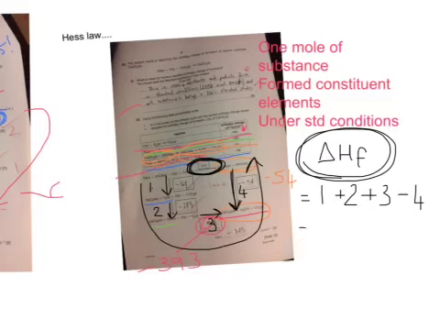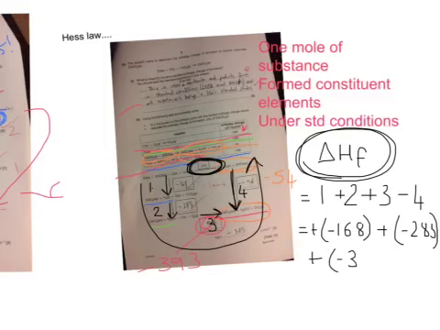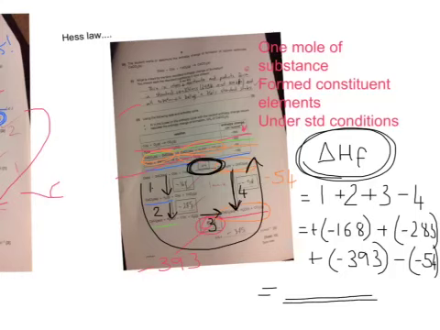So it would be plus this, which is a negative value, 168, plus negative 285, plus negative 393. Now it would be minus -54. If you type that into your calculator, you should get a value which should get you 3 marks. So pop that in your calculator.